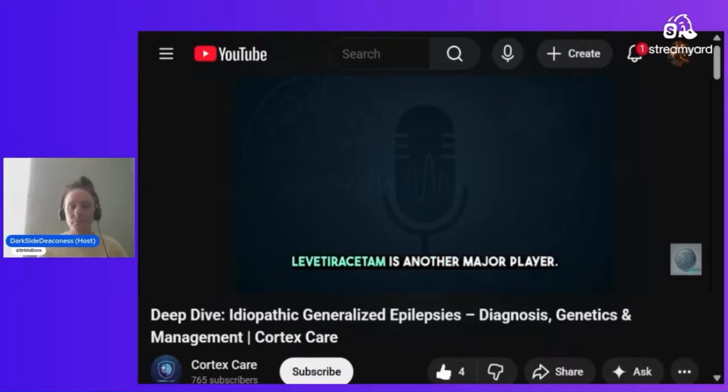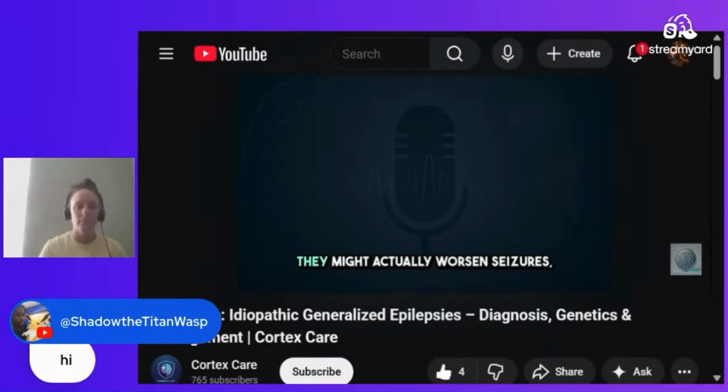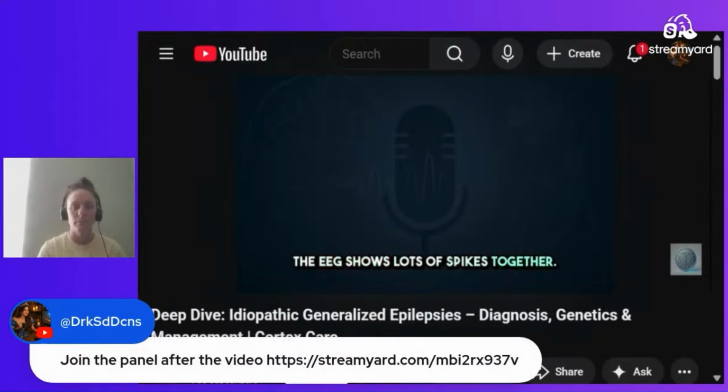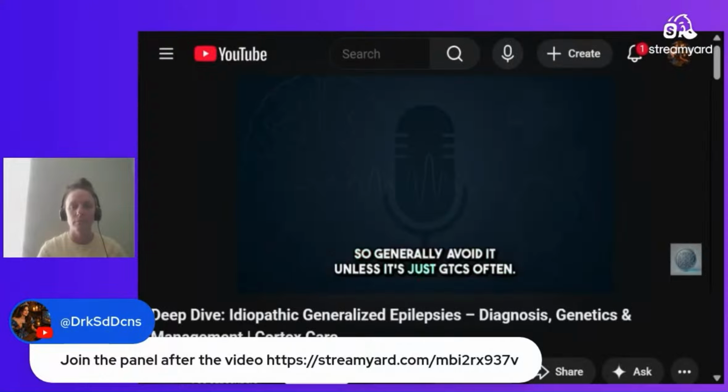Definitely. Levetiracetam is another major player. It's FDA approved for JME and for generalized tonic-clonic seizures in IGE. What about the sodium channel blockers like carbamazepine or phenytoin? They're common in focal epilepsy. They can be tricky in IGE. They might actually worsen seizures, especially absence or myoclonic seizures in some people, particularly if the EEG shows lots of spikes together, volley spikes. So generally avoided unless it's just GTCS.